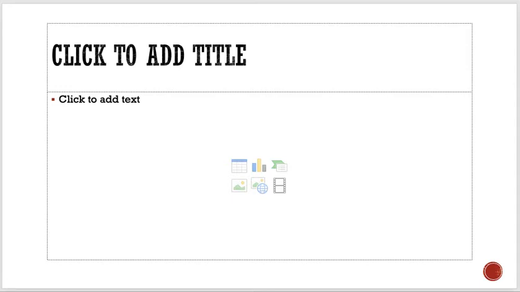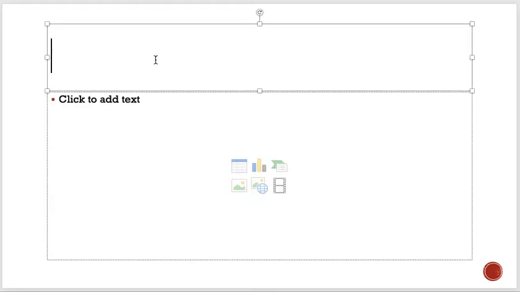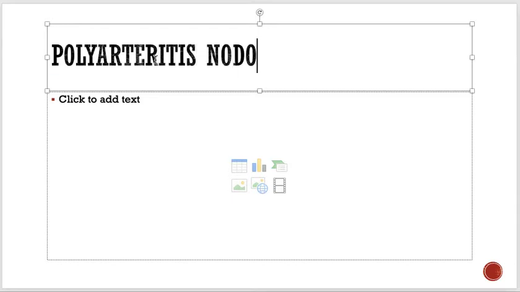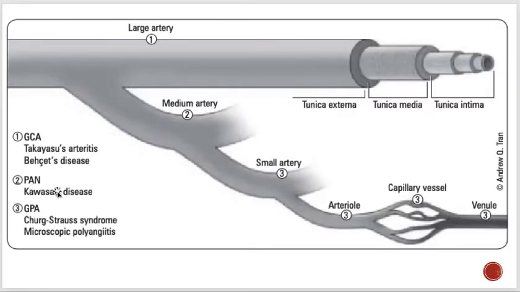Okay. So what we were discussing was small artery conditions, right? Small vessel vasculitis. Now I will talk about a condition which is a medium size vessel vasculitis. The condition I'm going to discuss in a little detail is called polyarteritis nodosa. Okay, now it is a medium vessel vasculitis, polyarteritis nodosa, PAN.